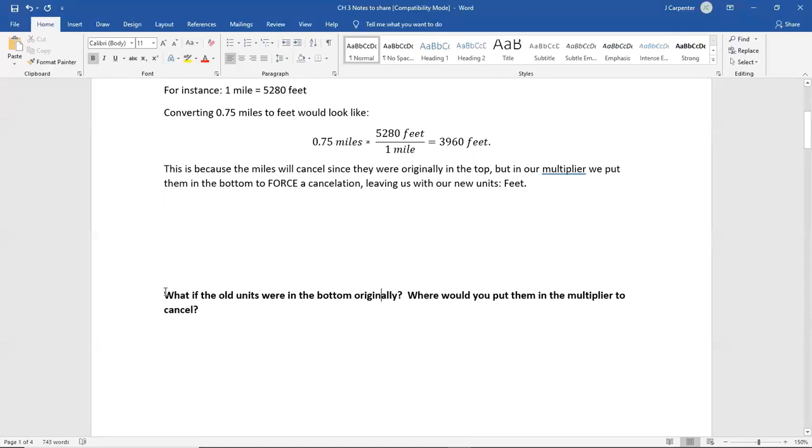So in that example I just quickly discussed, what if the old units were originally in the bottom? Where would you put them in the multiplier to get rid of them? That example that I just verbally discussed, we're now going to show it.